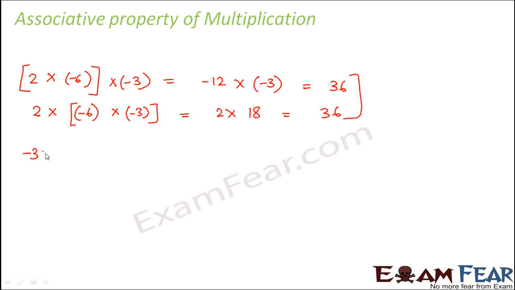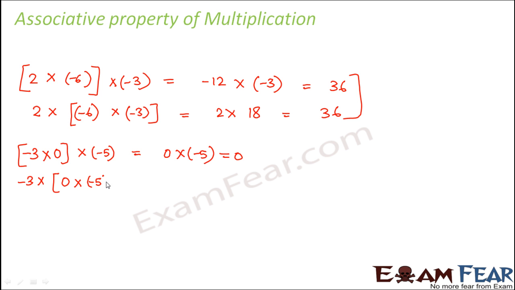Let's try with more integers. Let's say minus 3 into 0 multiplied by minus 5. So how much do you get? 0 into minus 5, which is equal to 0. Now let us just change the order in which we carry out multiplication. So minus 3 multiplied by 0 into minus 5. So this is equal to minus 3 into 0, which is again 0. So the result in this case is also the same.